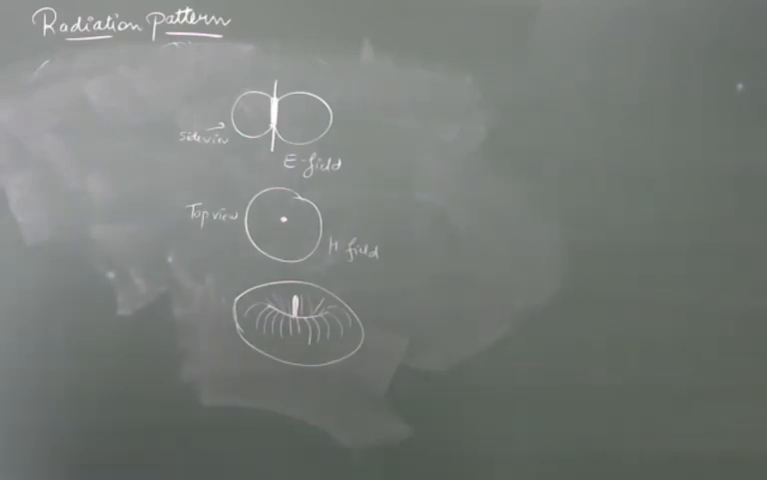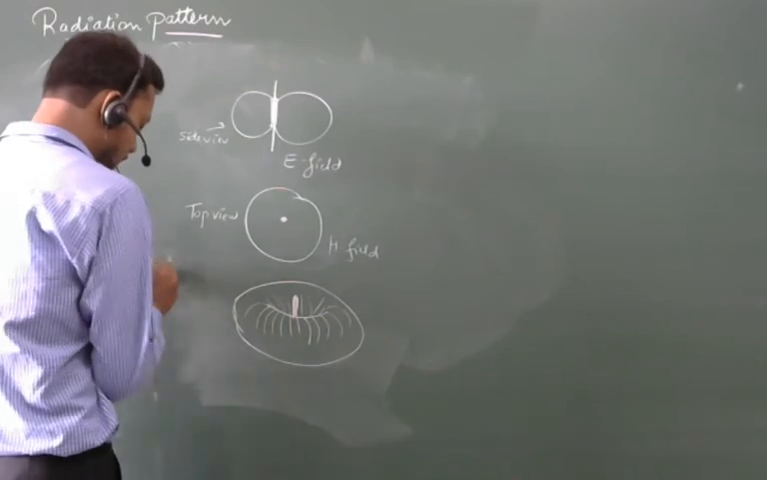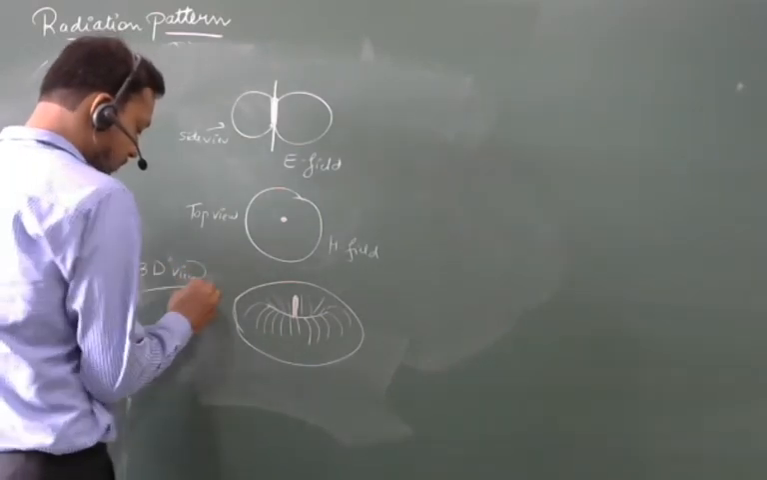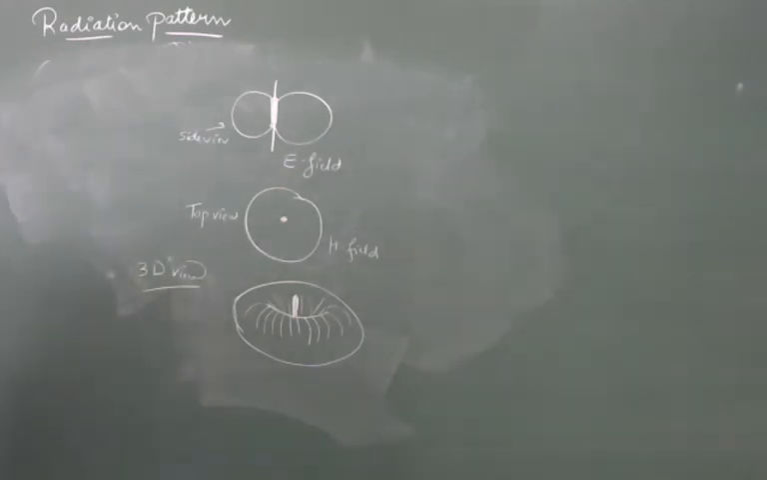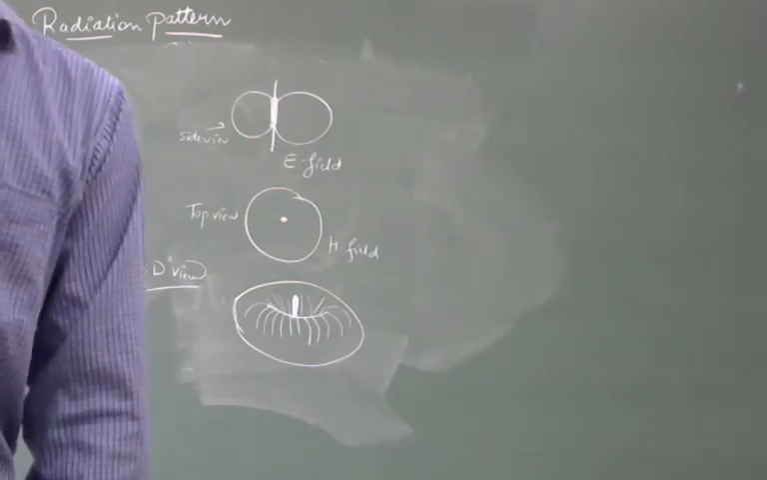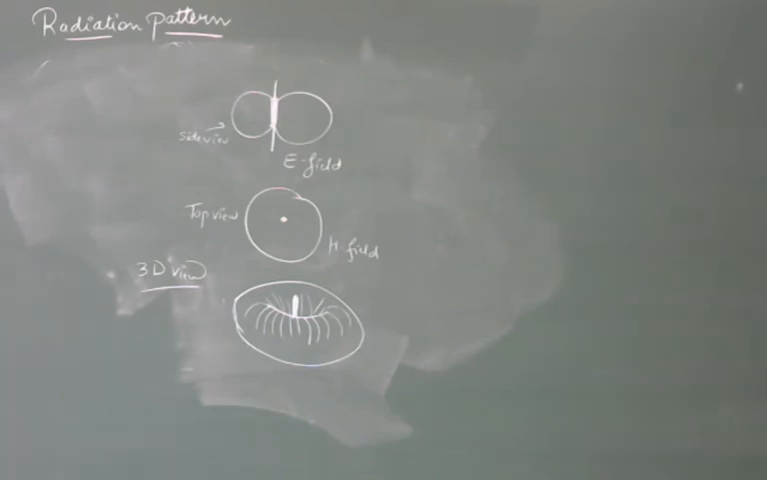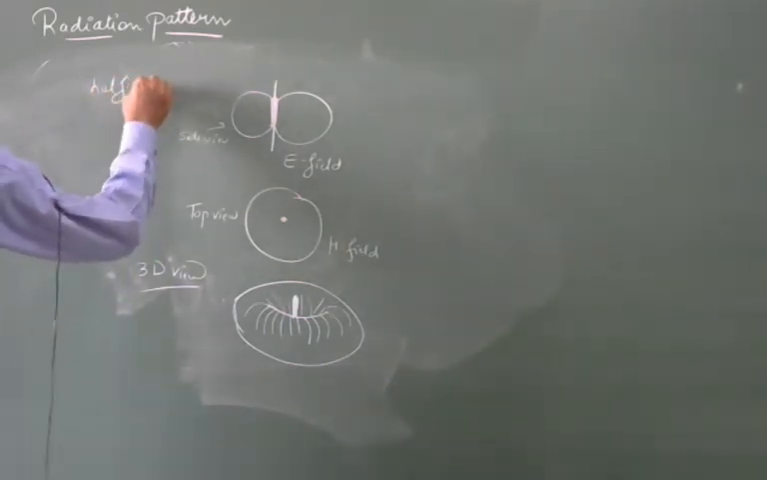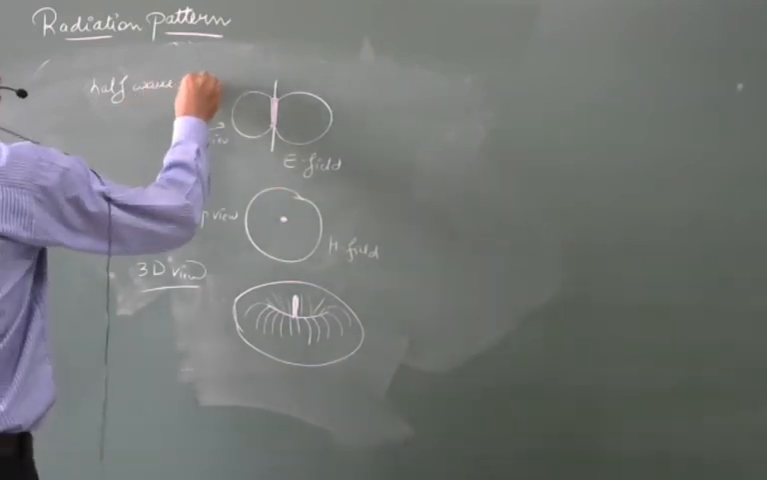So it is something like that in the three-dimension view. This is the 3D view. So this is the radiation pattern of a wire antenna. Something like that. Now this is for the half wave dipole.